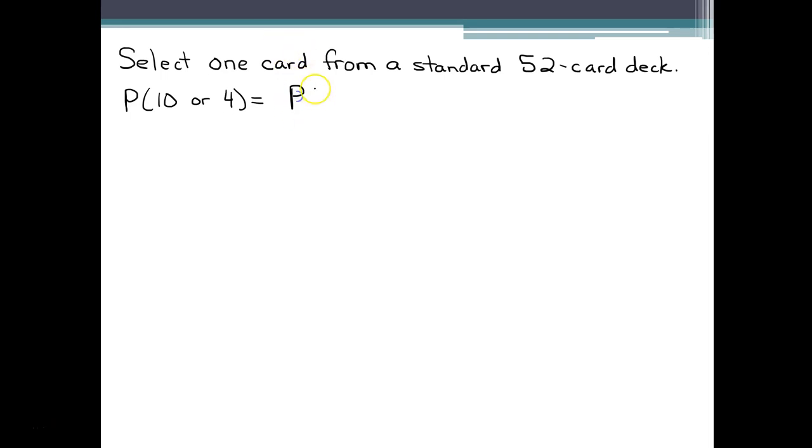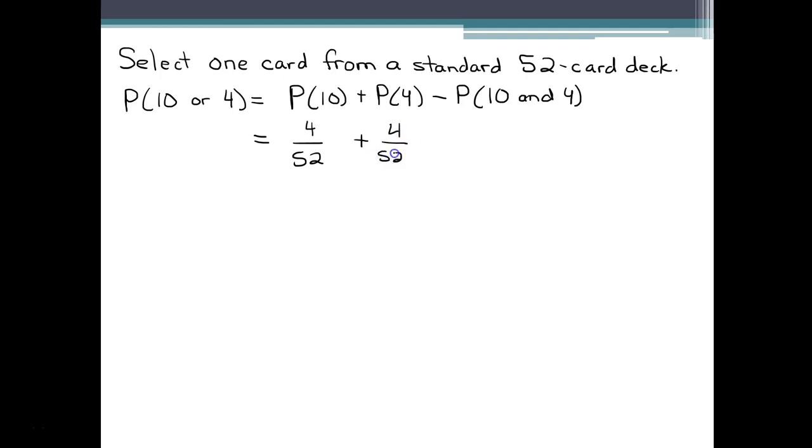Okay, so we need to do the probability of a 10 plus the probability of a 4 minus the probability of 10 and 4 simultaneously. The probability of a 10. You have your 10 of hearts, 10 of diamonds, 10 of clubs, 10 of spades. So you got, what, 4 out of 52. Plus probability of a 4, 4 of clubs, 4 of hearts, 4 of diamonds, 4 of spades, 4 out of 52.